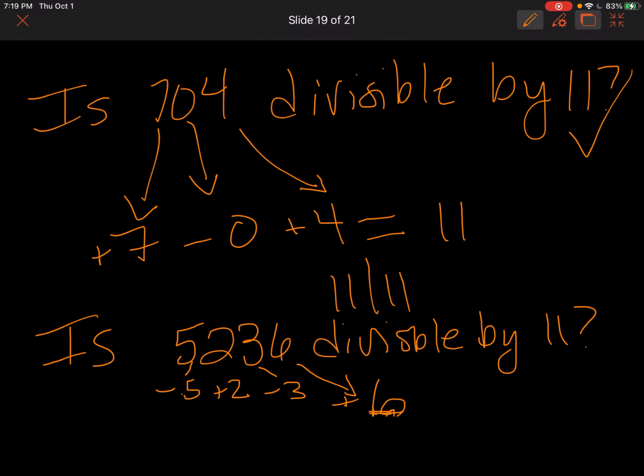So we have negative 5, plus 2 is negative 3, minus 3 is negative 6, plus 6 is 0. Does 11 divide 0? Yes, remember we said that every number divides 0, because this is just asking if 0 equals 11 times something, and that something is 0. So that number is divisible by 11.